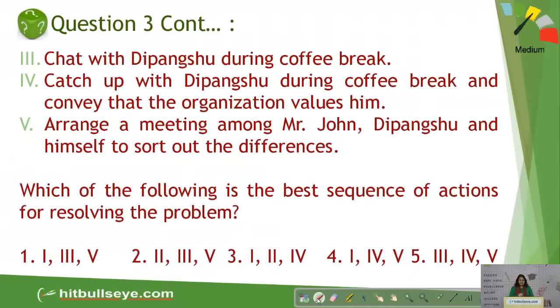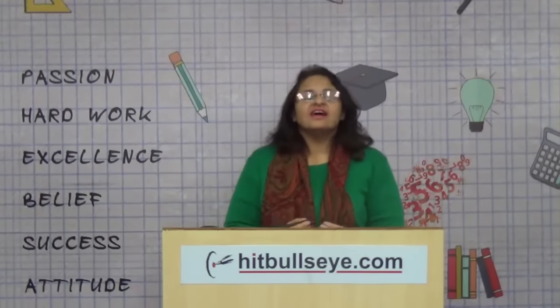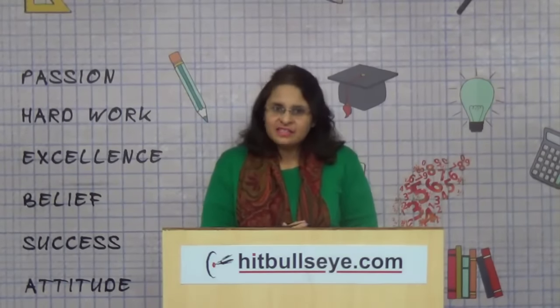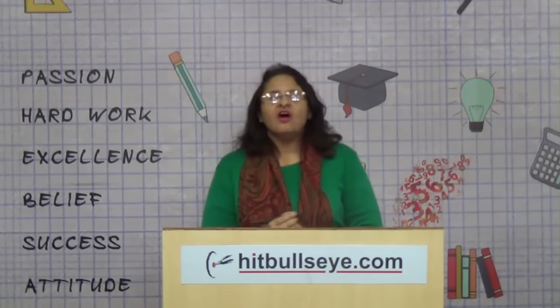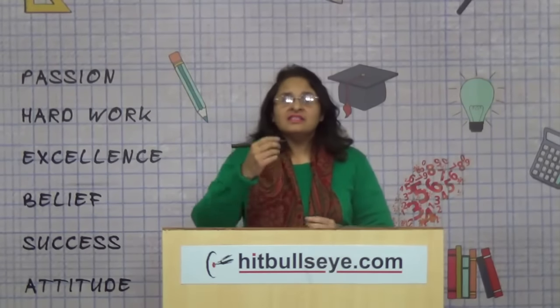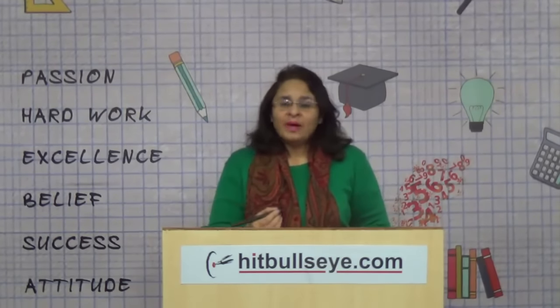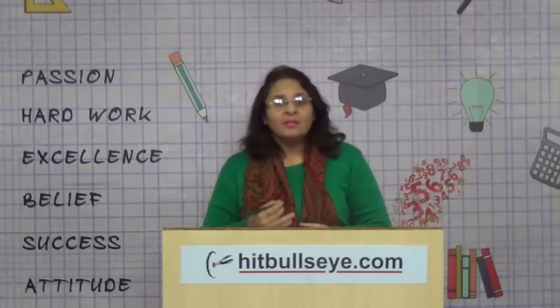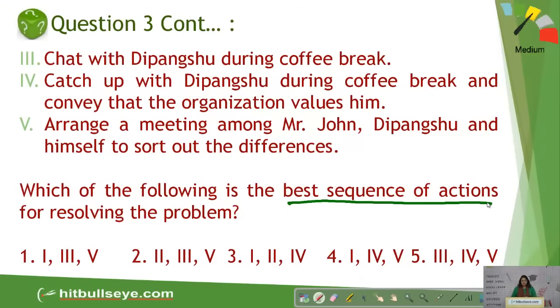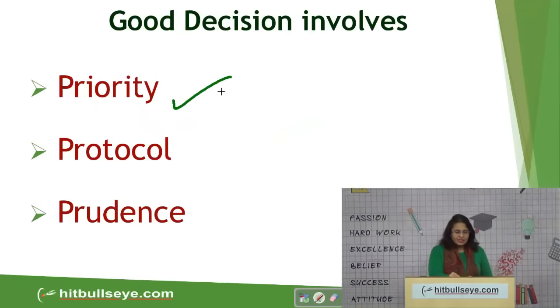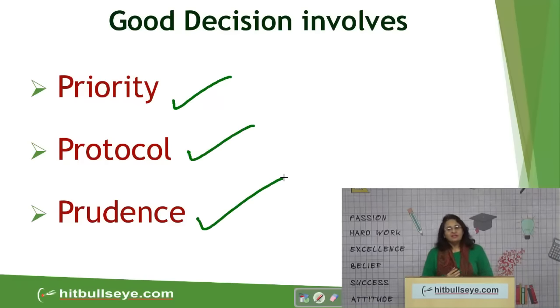Let's look at the question stem first. Which of the following is the best sequence of actions for resolving the situation? Now, this is a kind of question you might get in the decision making section, where you are not just asked the course of action or the next step, you are asked the sequence of those steps. You might know that 2 or 3 steps are good, but what should be their sequence? So while solving these questions, what we need to keep in mind is priority, protocol and prudence. Not necessarily in that order, but this is very important.